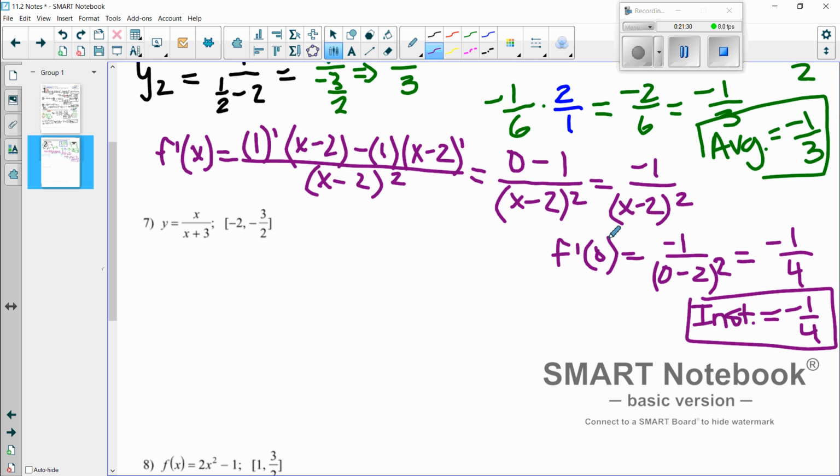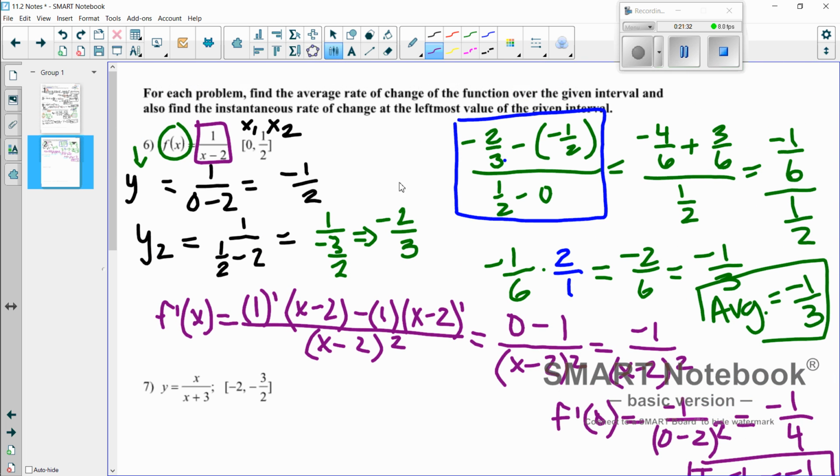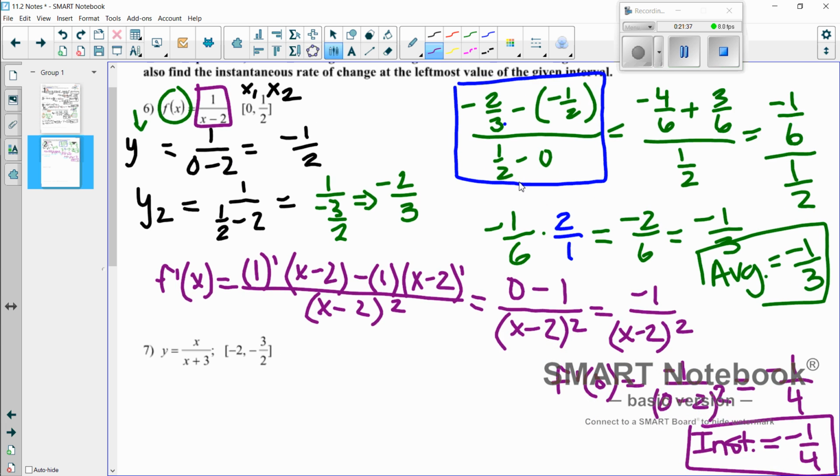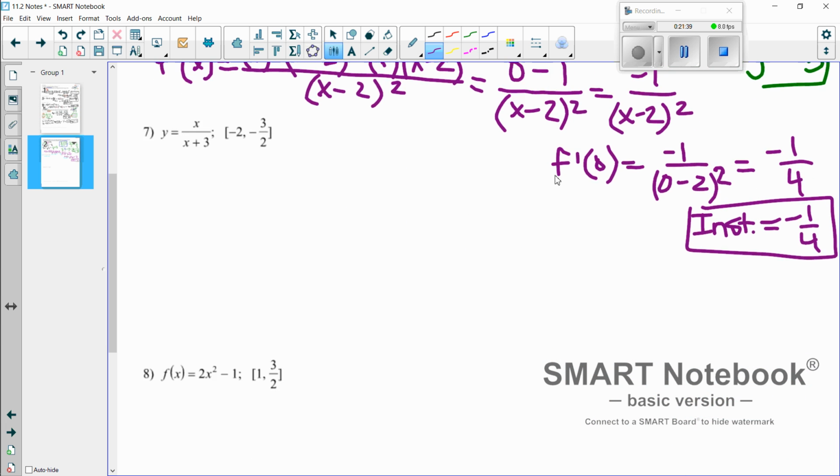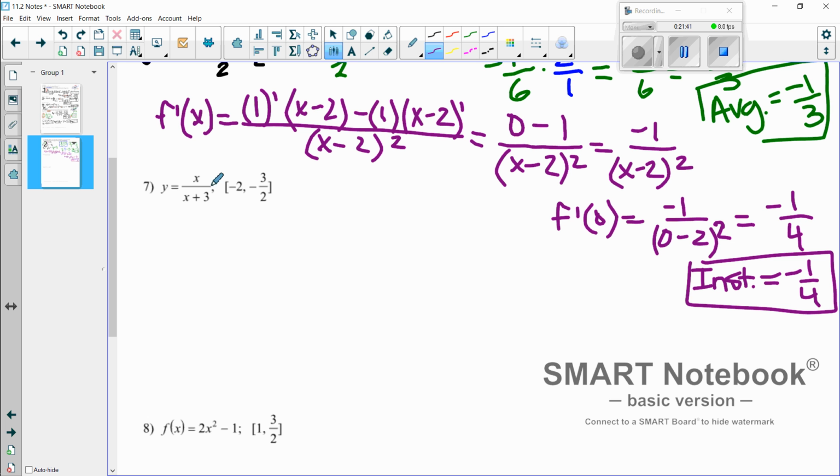Just increasing the number of things we have to do per problem, right? Nothing new here. So let's move into 7. It looks like we're going to have to take the derivative of a quotient rule again at some point. But let's do this first. Let's find the average rate of change.